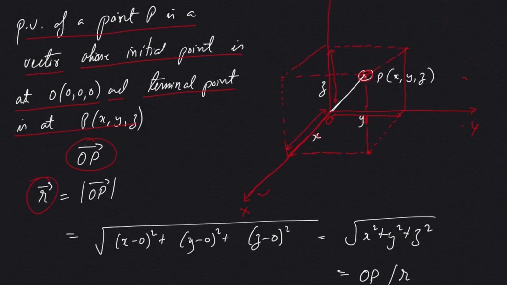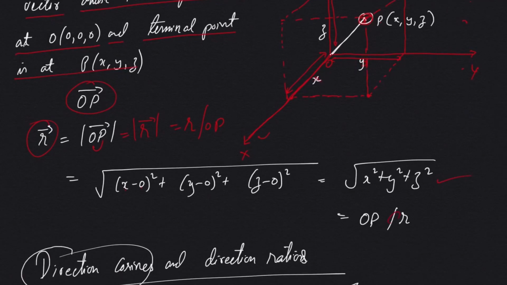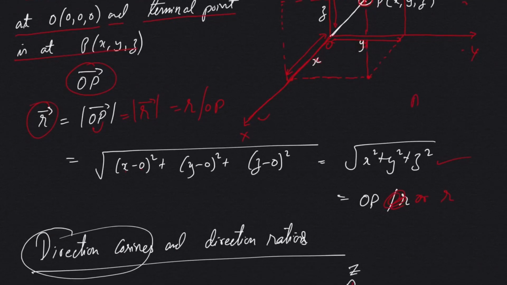Now how do we find its magnitude? The magnitude of vector R, which can be written as R or OP, is found simply using the distance formula from three-dimensional geometry in class 11, that is, x minus 0, because it is the distance of the point from the origin. So we have the square root of x square plus y square plus z square, which is denoted by OP or simply R. Similarly, if I have a vector AB, its magnitude is denoted by AB, calculated as the modulus of the vector AB.